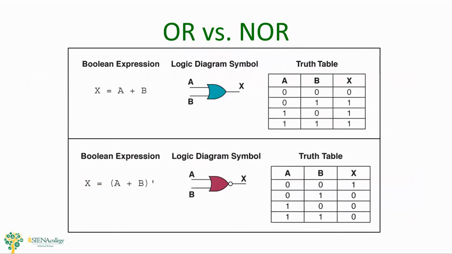So comparing it again, the two symbols look similar. The major difference being the NOT at the end of the OR symbol. For the truth tables, they're exactly opposite. 0, 1, 1, 1 for the OR. The NOR, 1, 0, 0, 0.